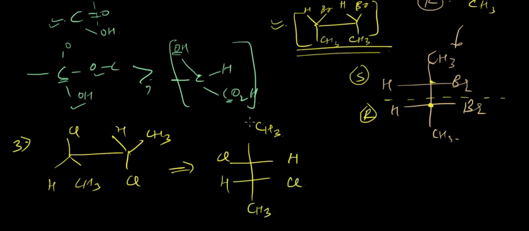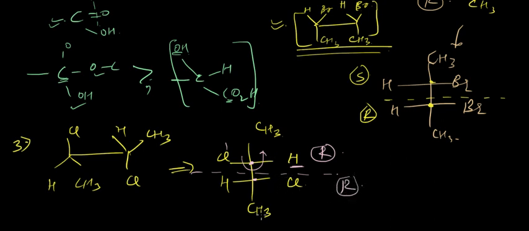So what would be the configuration for this? This is the first, this would be the second, this would be the third. But H is on the horizontal line, so this is S, so it would be the opposite of S, which is R. One way of finding the configuration of this compound: as these two are not mirror images of each other, this has to be the same, R.